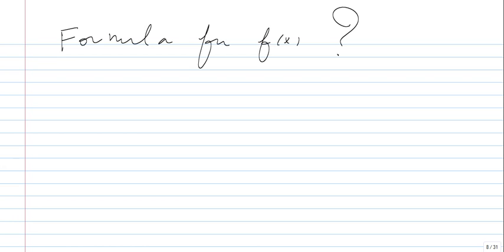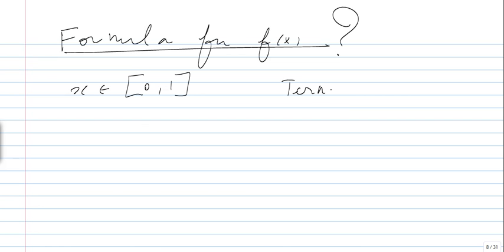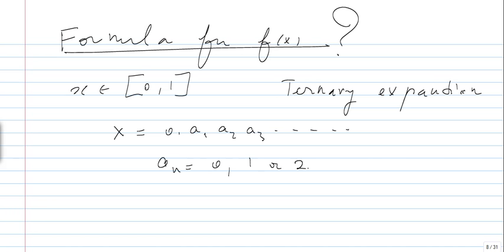So first of all, we take x in [0, 1]. This is a beautiful question. Because we are dealing with the Cantor set, we have to consider the ternary expansion, or the expansion in base 3. So x will be equal to 0.a1a2a3, etc. And we know that all the an's are equal to 0, 1, or 2. This is the expansion in base 3.